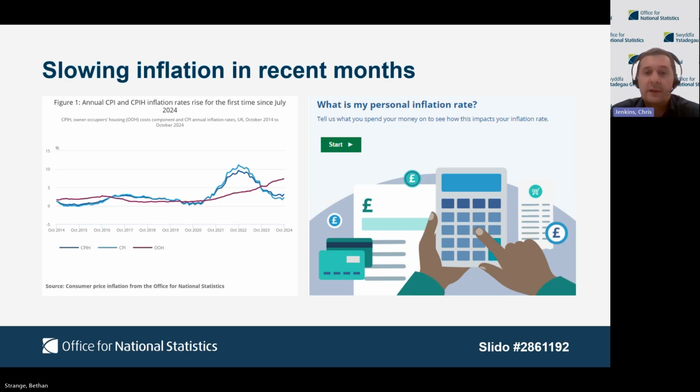It's also worth reiterating that our headline measures of inflation are designed to be representative of spending habits across the UK as a whole, and may not totally reflect the habits of any individual consumer. We have developed the personal inflation calculator on the ONS website to allow our users to calculate their own inflation rate based on what they spend their money on. And this is available on the ONS website, and we'll circulate a link following the webinar.